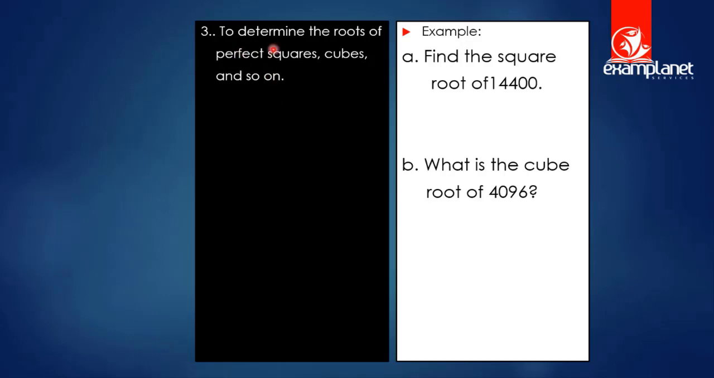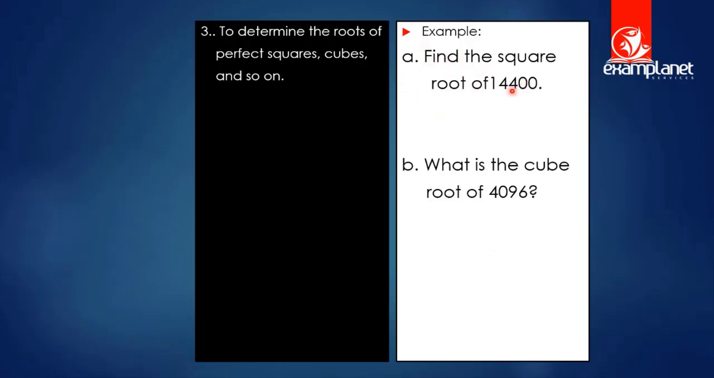So now the third application is to determine the roots of perfect squares, cubes, and so on. If we need to determine the roots of any integer, as long as it gives us another integer, then we can use prime factorization. Even though you can do this with your calculator in GRE, it might not be necessary, but it's good if you know how to use prime factorization to find the roots of an integer. Okay, so let's get these two examples quickly.